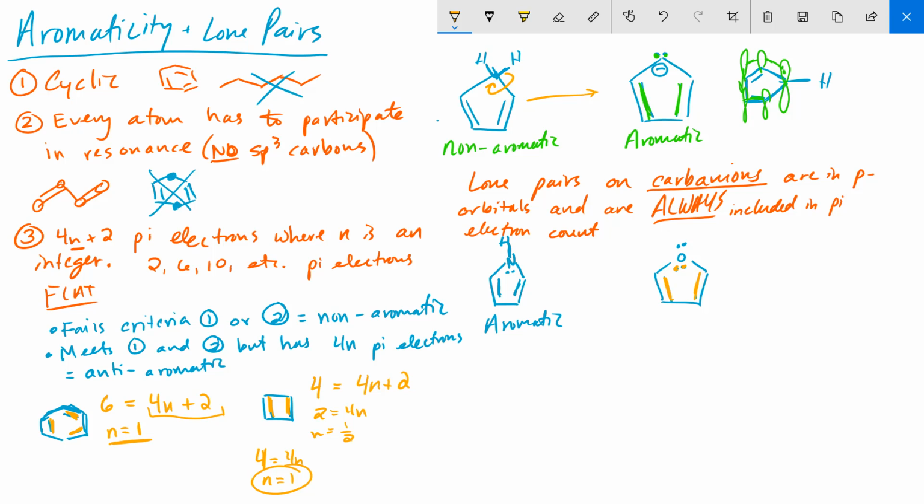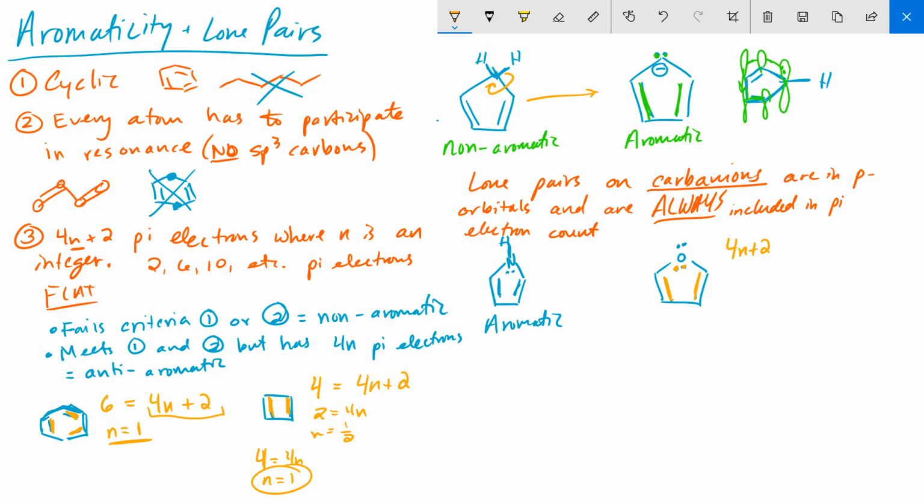Remember, on carbanions we always include it. With nitrogens and oxygens the rule's a little bit different. We're going to include lone pairs if they help us meet aromaticity. If they don't, then we won't include them with nitrogens and oxygens. So in Mike's videos, he talks about how lone pairs on nitrogens and oxygens are flexible, whereas they're not in carbanions. And this is the idea he's getting at. On carbanions, you always include them in your pi electron count. You don't always include them in nitrogens and oxygens. You include them if it helps you reach aromaticity, if it helps you meet the 4n+2 rule.